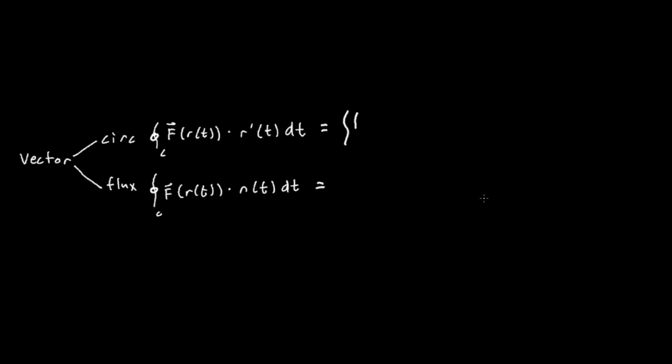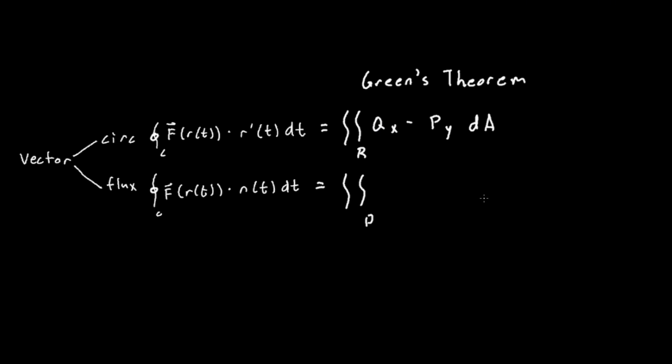You turn a single integral into a double integral over some region, and all you do is find the partial of Q with respect to x minus the partial of P with respect to y, dA. And this calculates circulation in Green's theorem. So let's write Green's theorem. And the partial of P with respect to x plus the partial of Q with respect to y, dA, calculates flux.